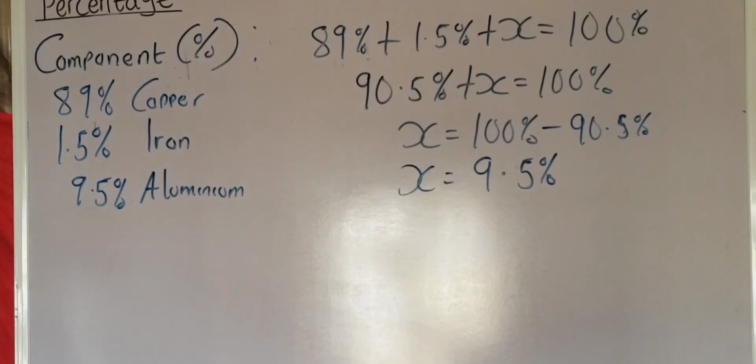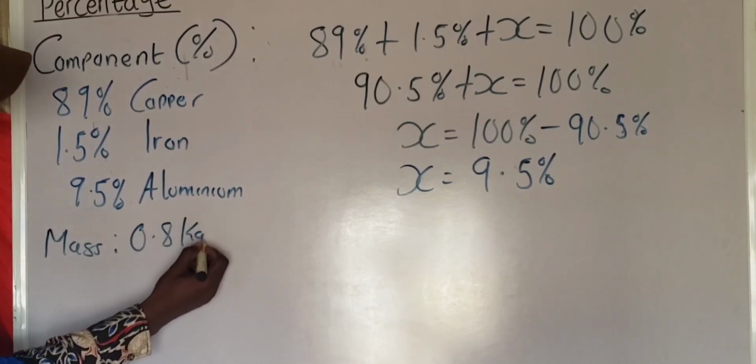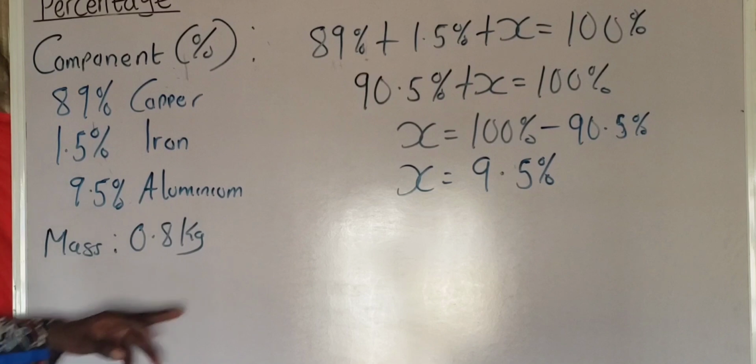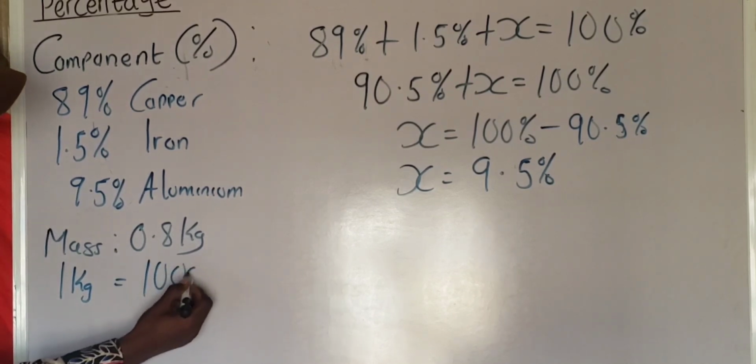Now that's not the answer we are asked to determine. We are asked to find the amount of aluminium in grams in a 0.8 kilogram mass of the alloy. The mass of the alloy is 0.8 kilogram, but we are told to determine the mass of the aluminium in gram. So we first have to convert this to gram. From your basic conversion, 1 kilogram is equal to 1000 gram.